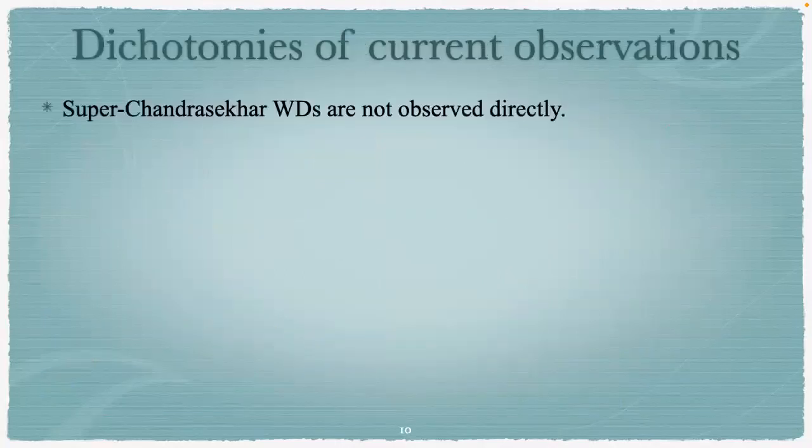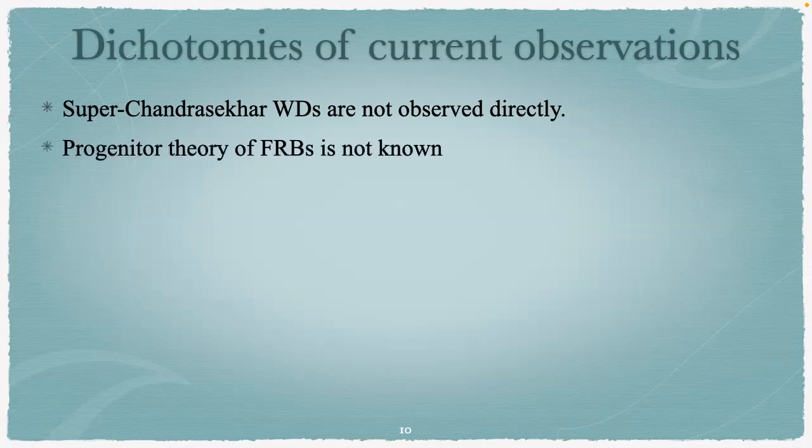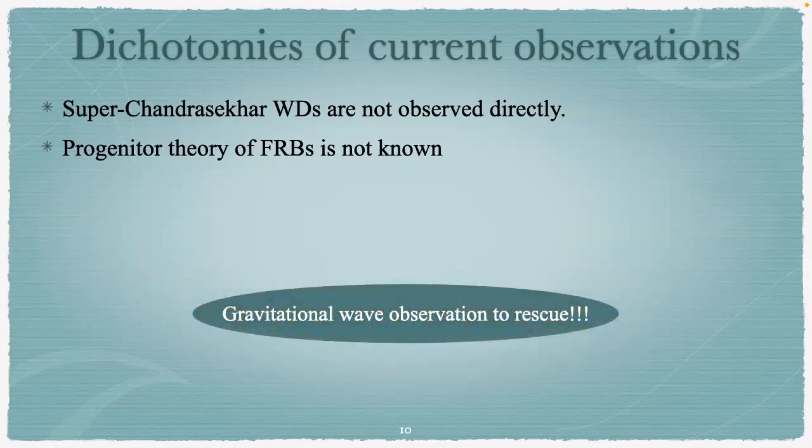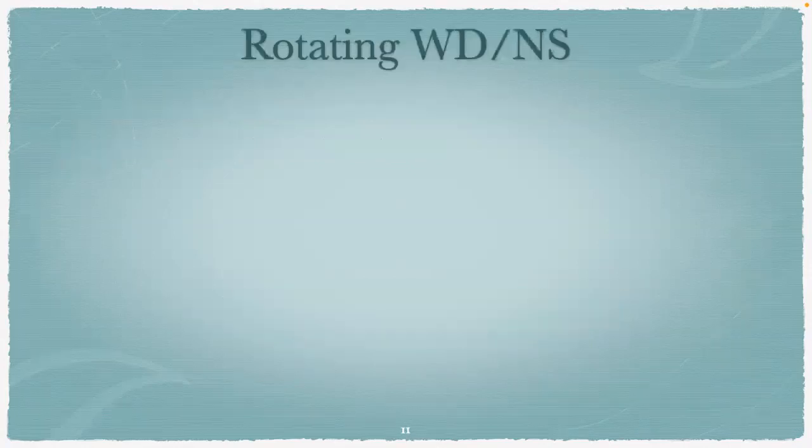So you can understand, I have spoken about two particular differences. One is that super-Chandrasekhar white dwarfs have not been observed directly, and another is that progenitor theories of FRBs are not known. That's the main problem. And how to address these two issues is through gravitational wave observation. So all these things I showed last time, the different physics I wanted to show.